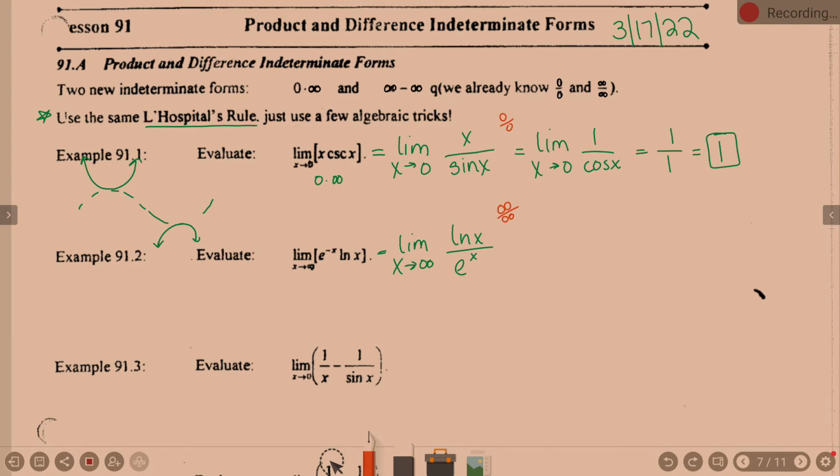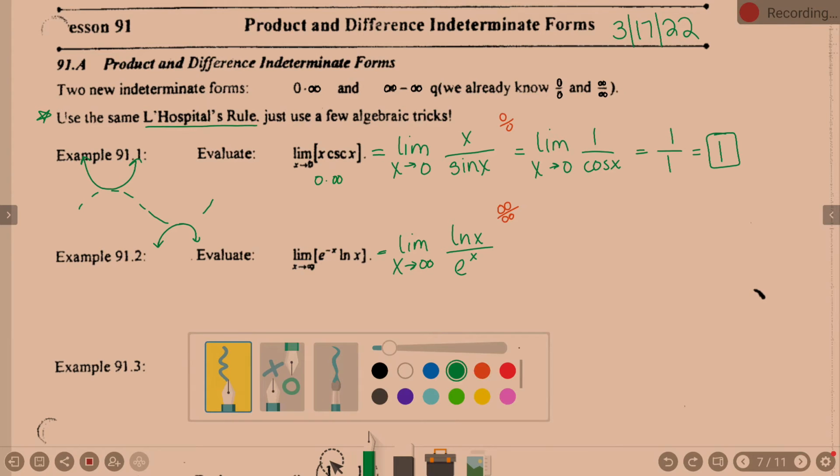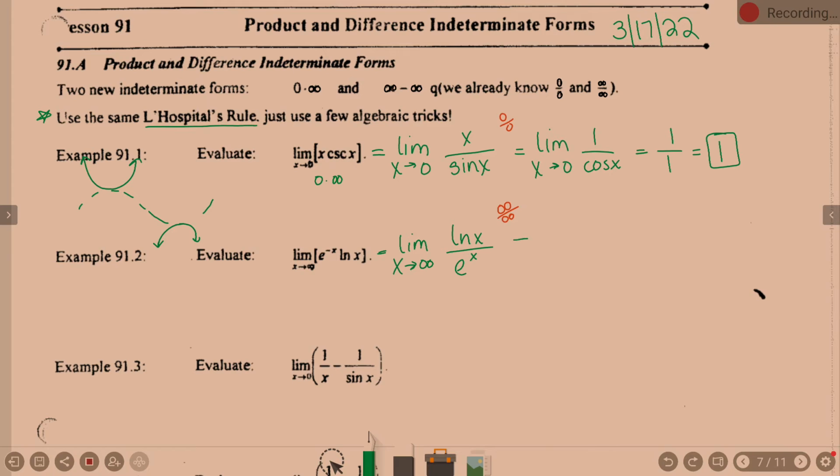Okay, well, with that in mind, good old L'Hopital. So I'm keeping my limit as x approaches infinity. What is the derivative of natural log of x? 1 over x. What's the derivative of e to the x? E to the x.